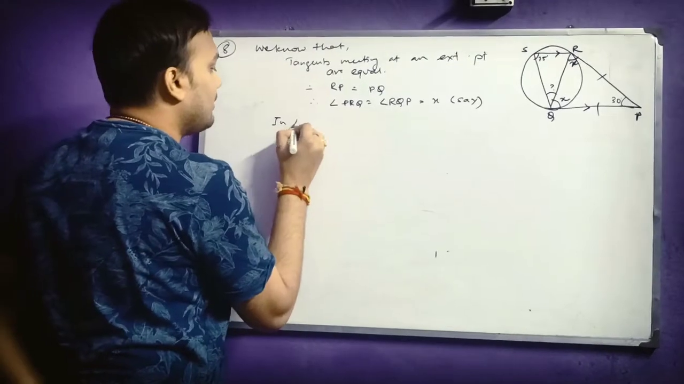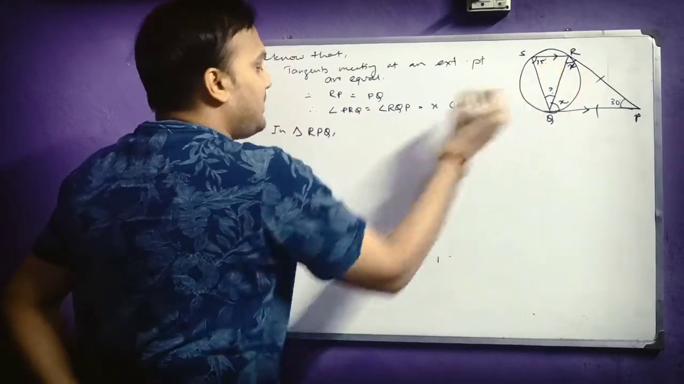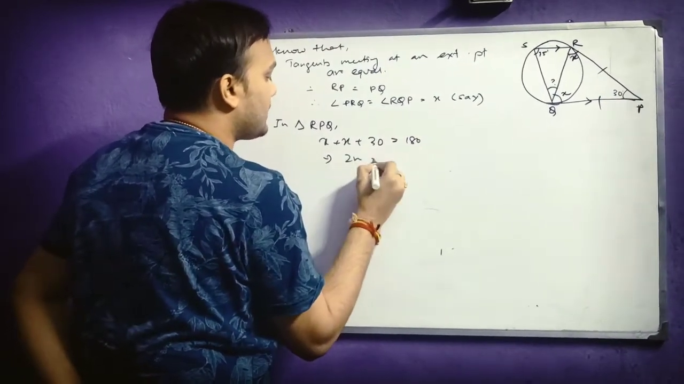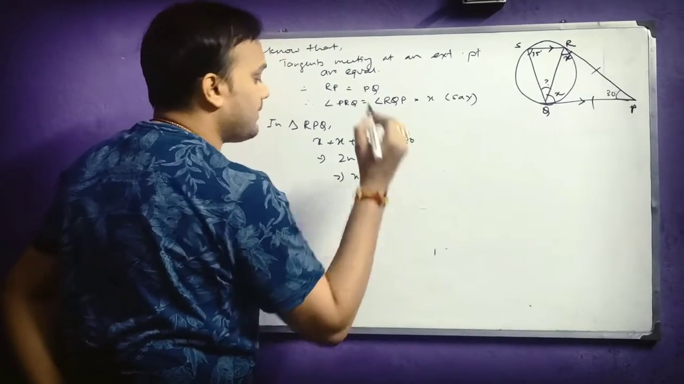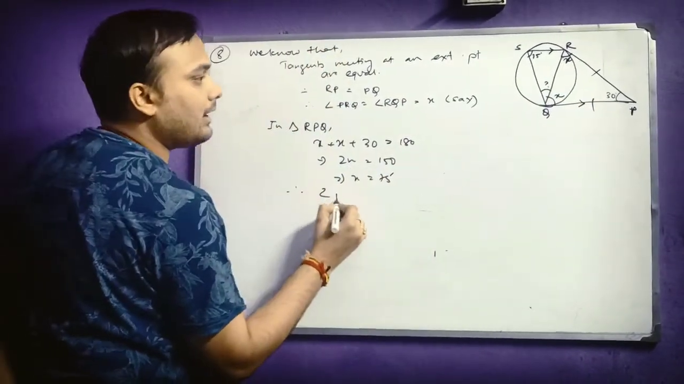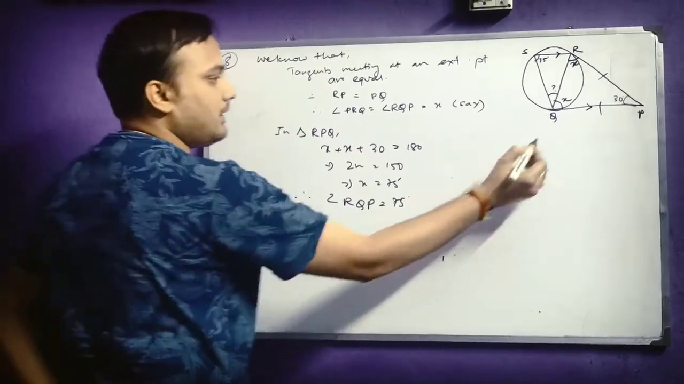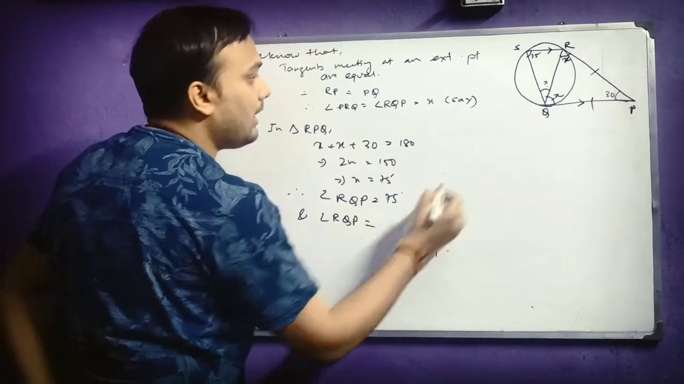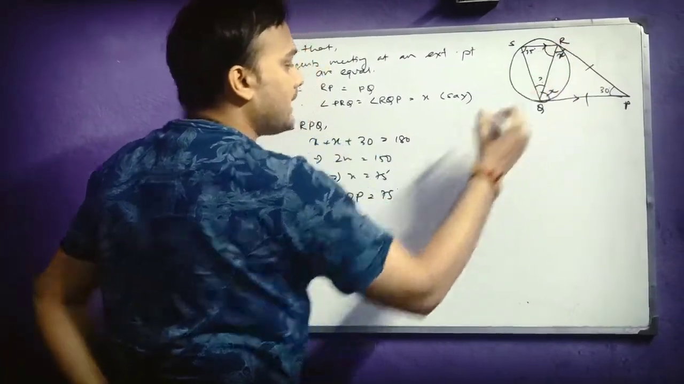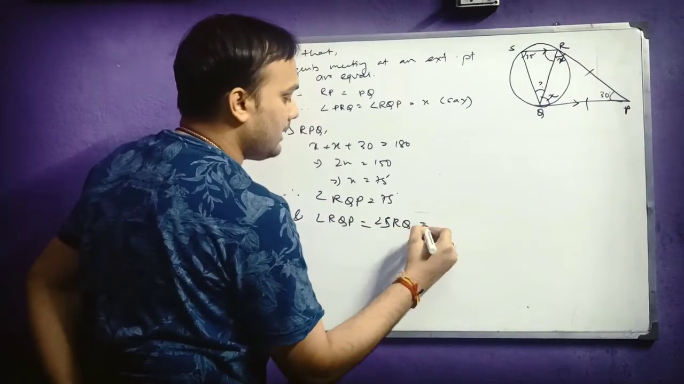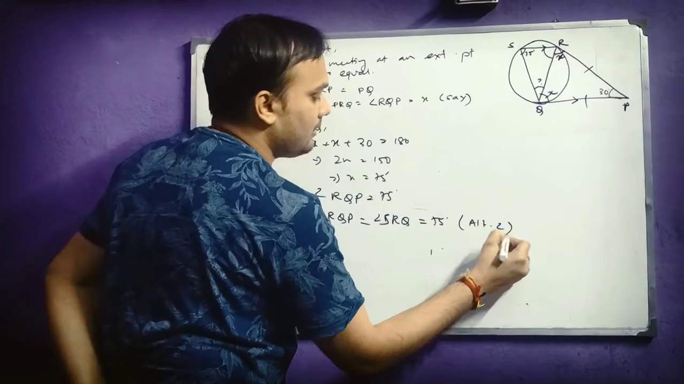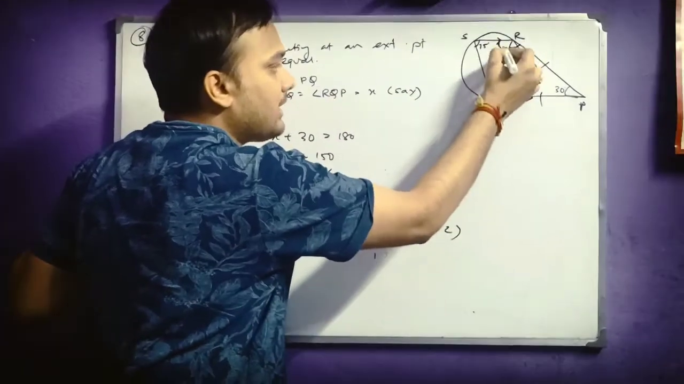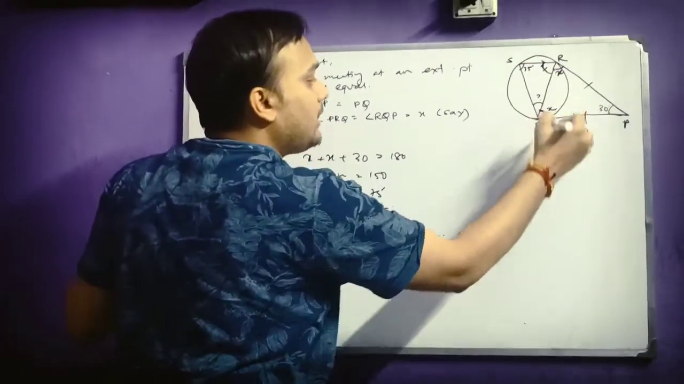So in triangle RPQ we can write X plus X plus 30 equals to 180. This will give you 2X equals to 150, X equals to 75 degree. Now therefore we can write angle RQP equals to how much? 75. So this we have got as 75 degree, and angle RQP can be said as angle SRQ is equal to 75 degree, alternate angle. As you can see here that SR and PQ both are parallel, so this angle will be equal to this angle, because these are alternate angles. So we get SRQ is 75 degree.